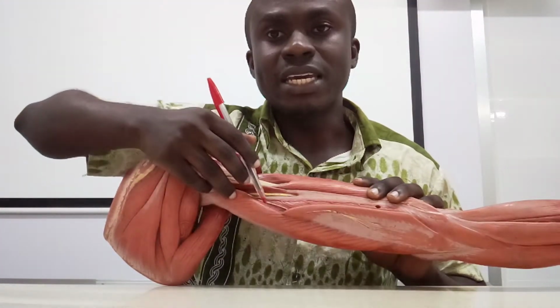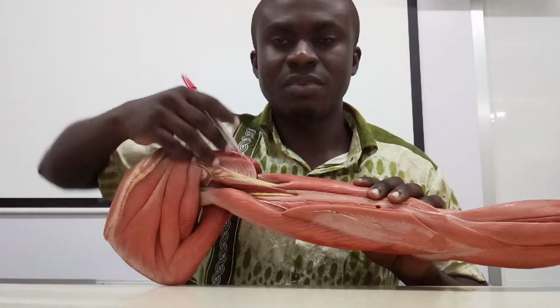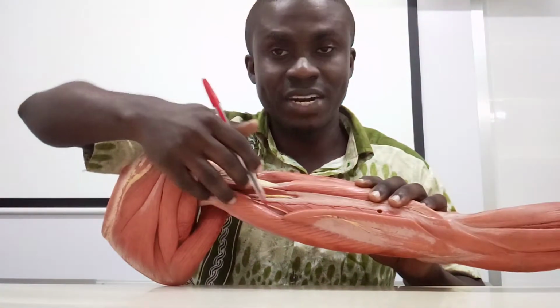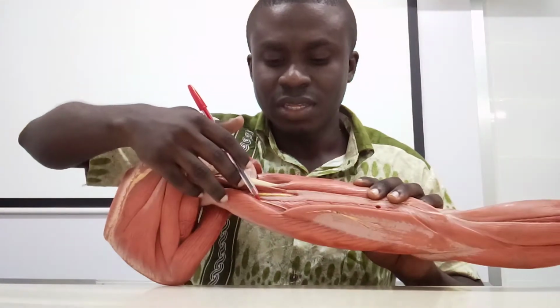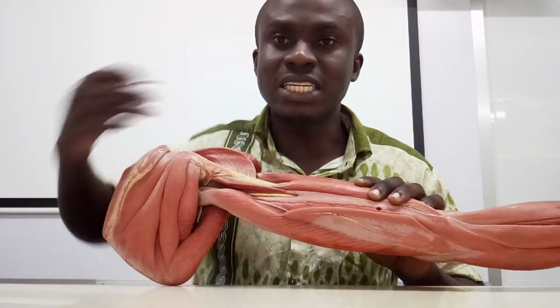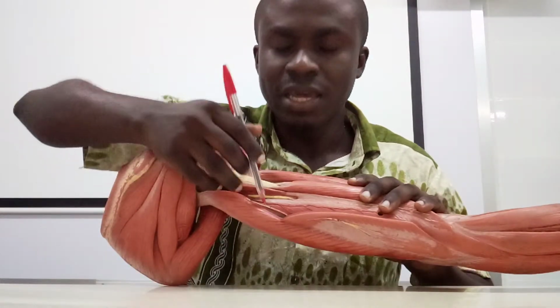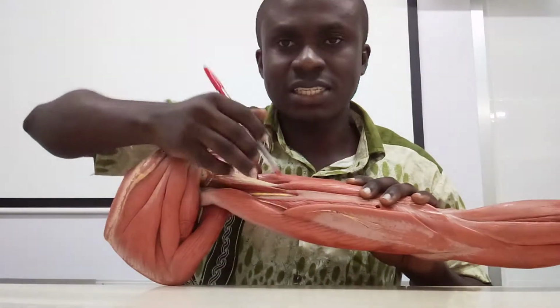Now, in the spiral groove again, remember the reason why we are going to call this spiral groove also the radial groove is that the radial nerve goes through it. I said that accompanying it is the deep artery of the arm, the profunda brachii artery.